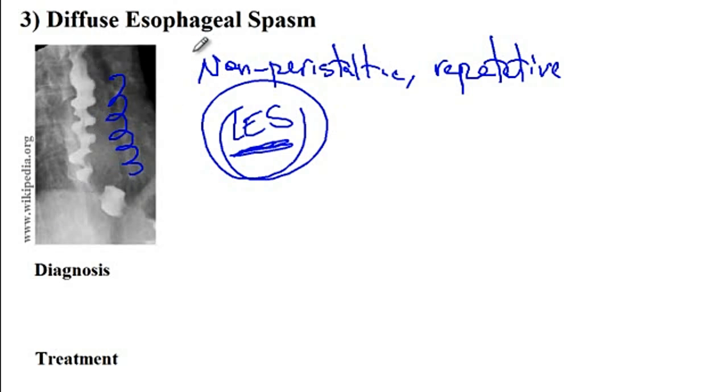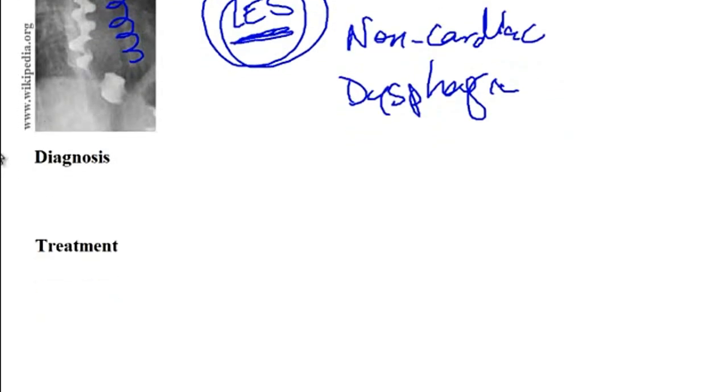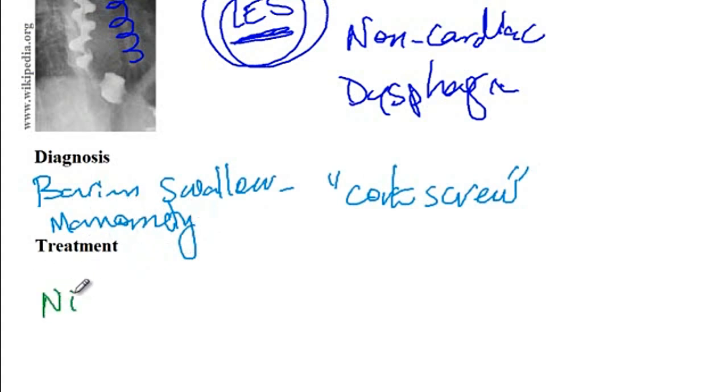So presentations of diffuse esophageal spasm include non-cardiac chest pain that has a similar presentation to angina, and there is also dysphagia associated with this condition. For the diagnosis, you can order the barium swallow, which again will show you a corkscrew esophagus, and you can also order manometry, which will show multiphasic repetitive contractions that occur after a swallow. And then for the treatment, you can provide these patients with nitrates or calcium channel blockers.